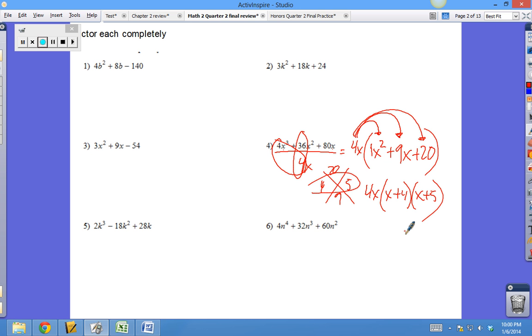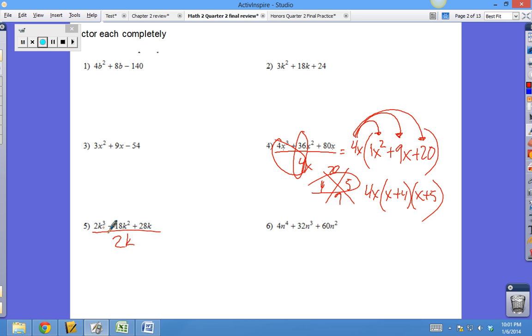Okay, let's look at one more. So we'll do half of them, you do the other half. Let's look at number 5. There's 3 pieces, and what do they have in common? Stare at them. They're all divisible by 2. They're all even, so I'm going to divide them all by 2. And the letters, each of the 3 terms has a letter, so I'm going to divide out what I can. I'm going to take a k away from all of them.